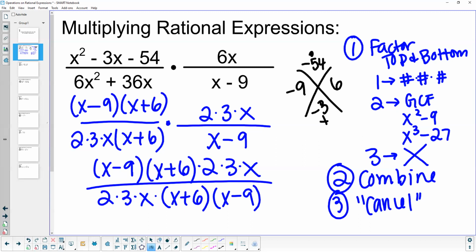So if we have the same thing on top and bottom, anything divided by itself is 1, so we can simplify that down. So I have a 2 on the top and bottom, a 3 on the top and bottom, an x on the top and bottom, an x minus 9 on the top and bottom, and an x plus 6 on the top and bottom. Whoa, we have nothing left.